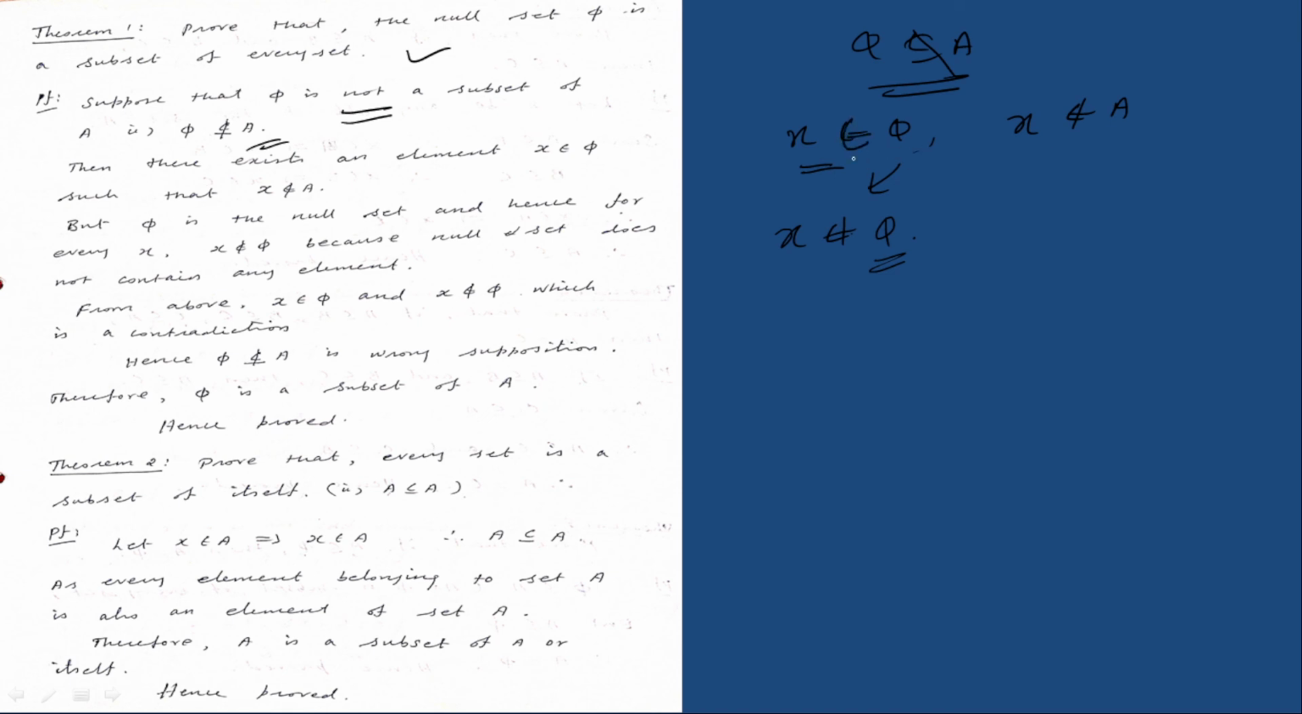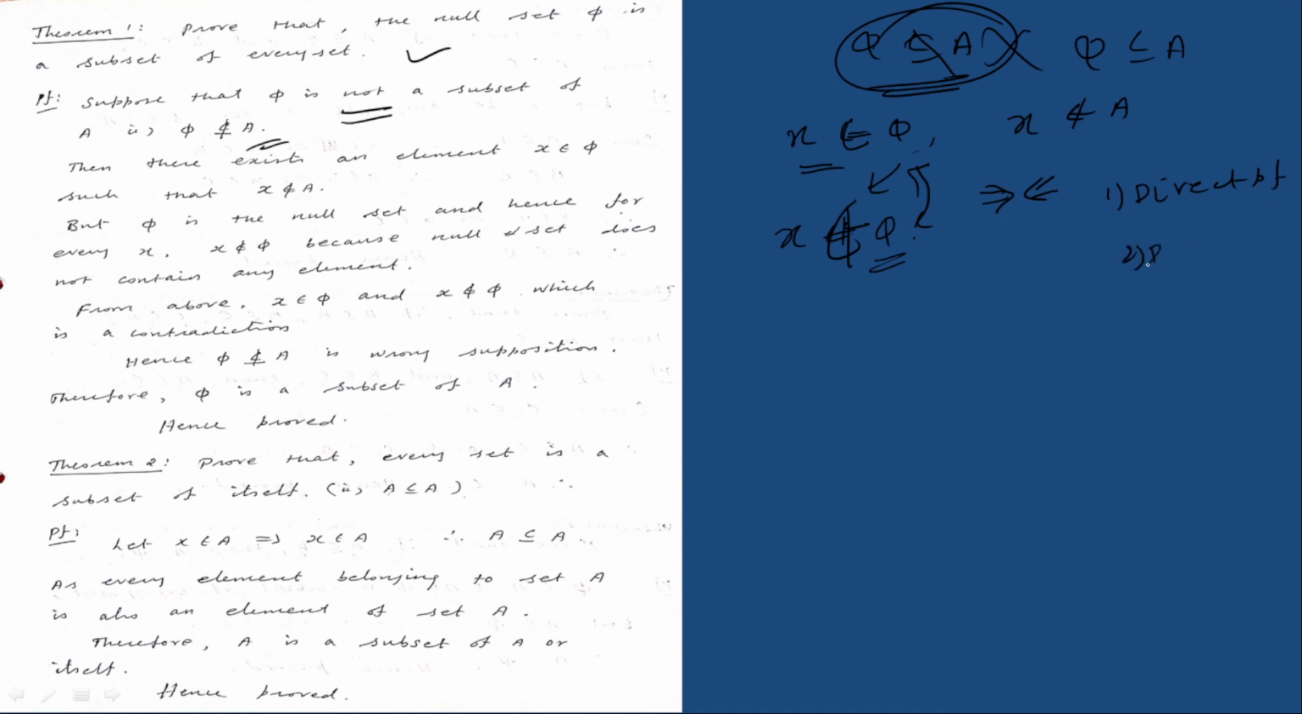So look at these two from the above. x belongs to φ, x doesn't belong to φ. From these two we get a contradiction, which means our assumption is wrong. What is our assumption? φ is not a subset of A is wrong, which means φ is a subset of A. Okay, generally we may prove by three methods. The first one is direct proof. Okay, in short I have to explain this.